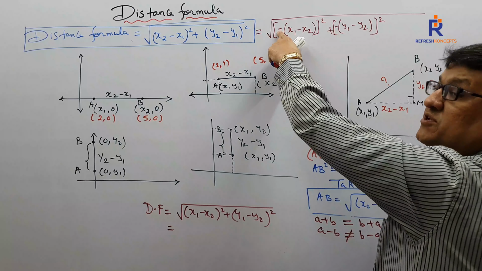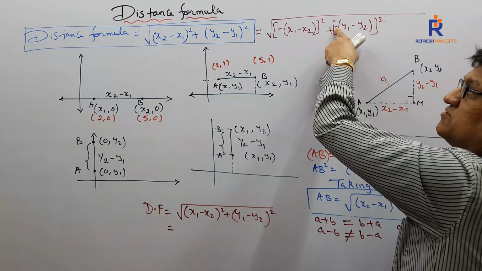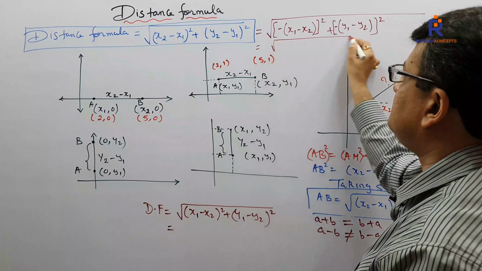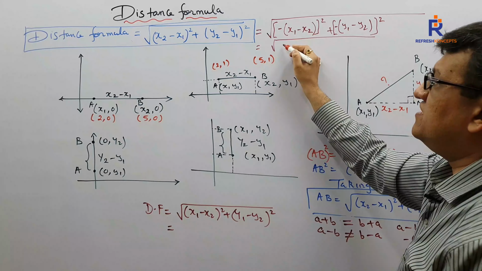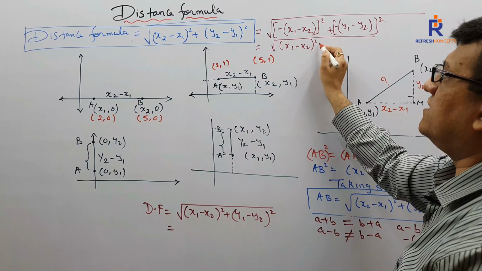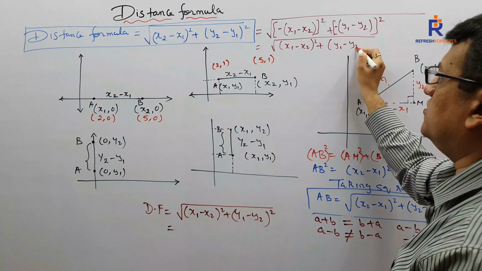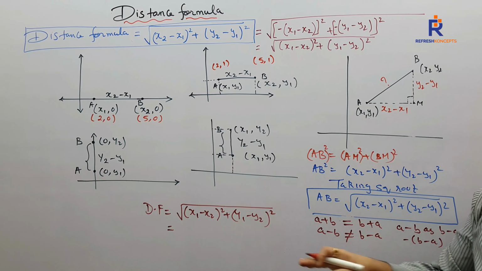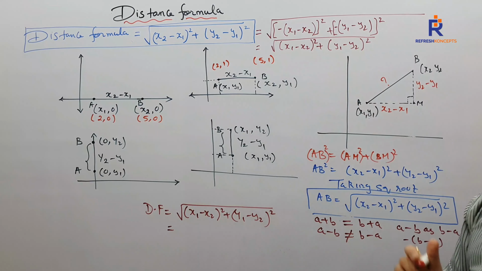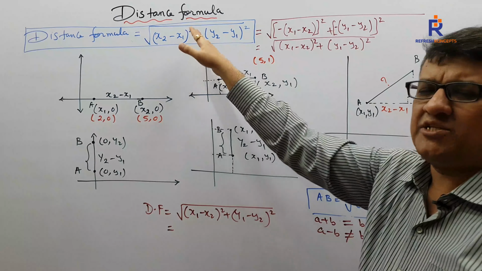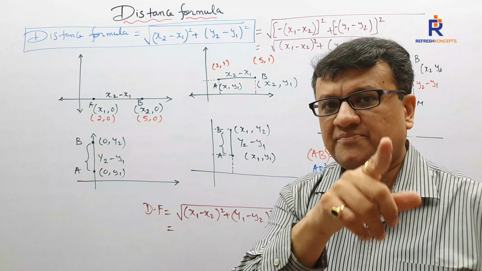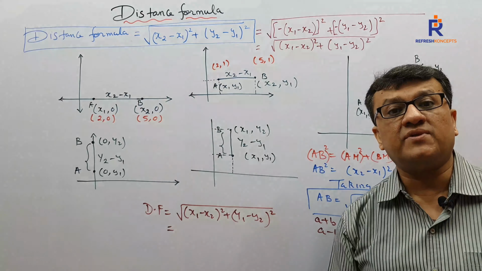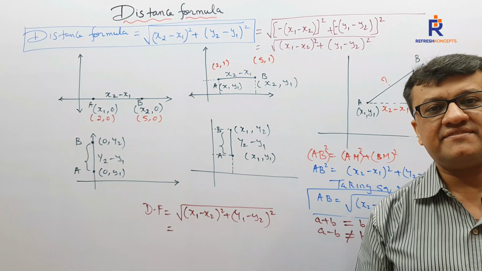This square is applicable to this negative also. Square of negative is always positive. So what ultimately will I have? Under root, square of negative is positive. I'm left with x1 minus x2 the whole square plus y1 minus y2 the whole square. Right? So the actual formula is x2 minus x1 the whole square plus y2 minus y1 the whole square, but you can always write down this also. I hope my children have understood what exactly the distance formula is and how we have derived it. Right?